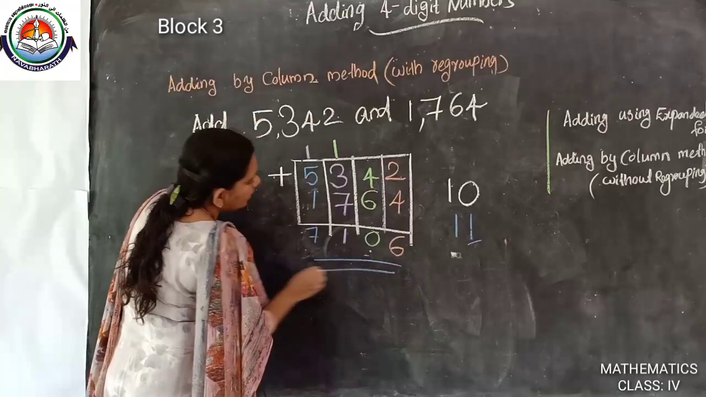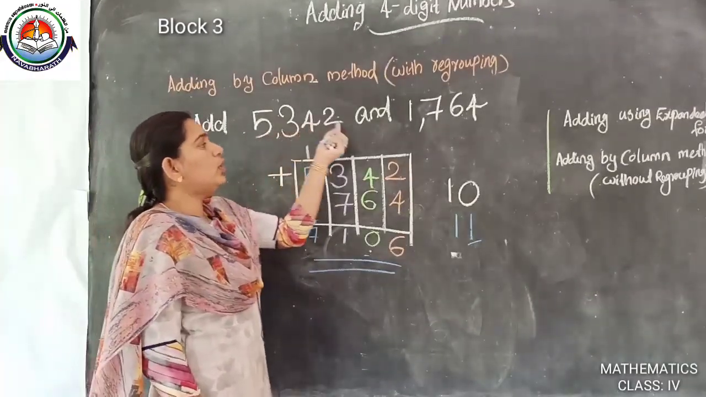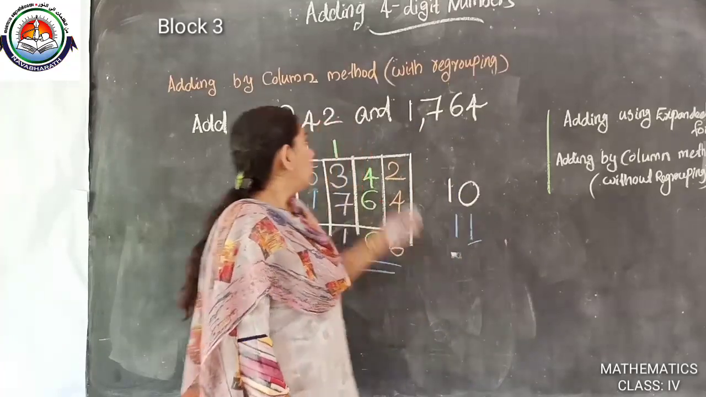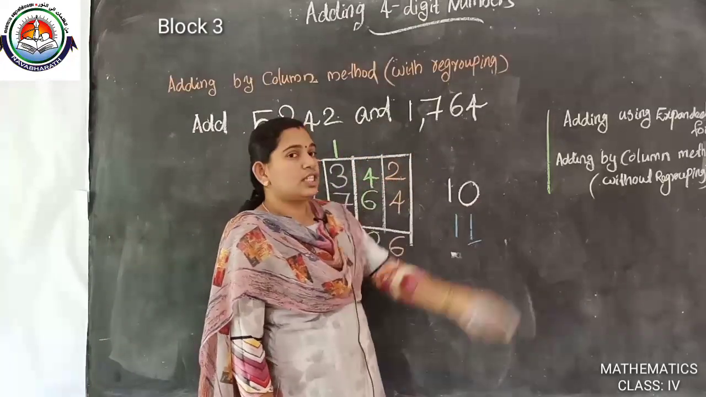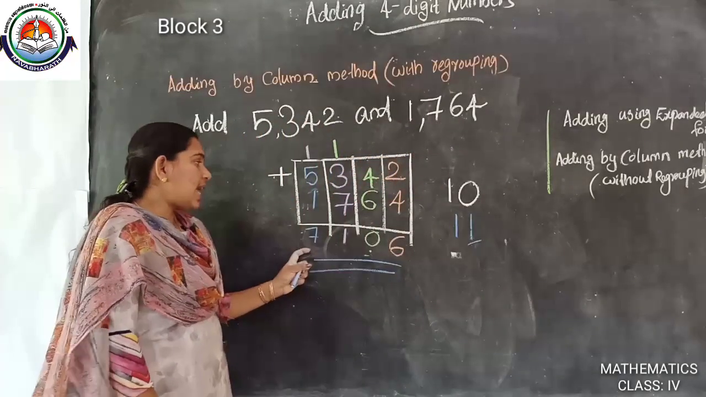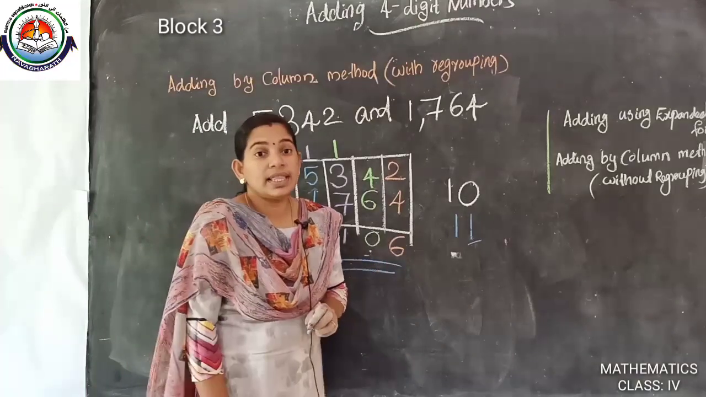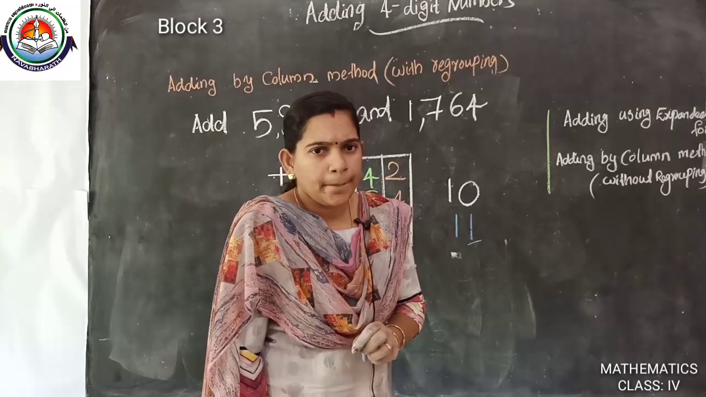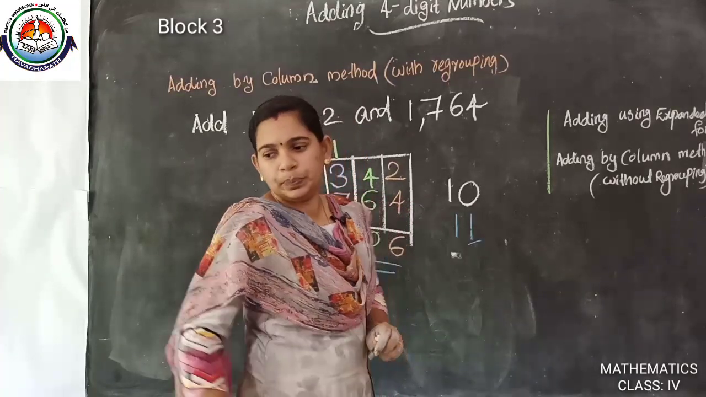then after adding 5342 and 1764, what is the answer? 7106. 7106. Okay. Do you need one more problem? Okay, we will do one from your textbook.